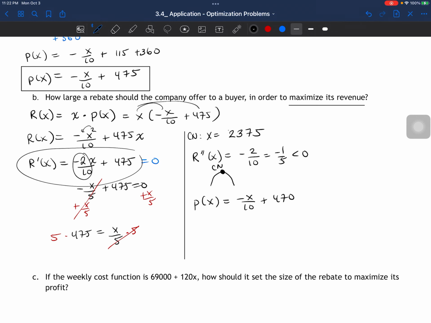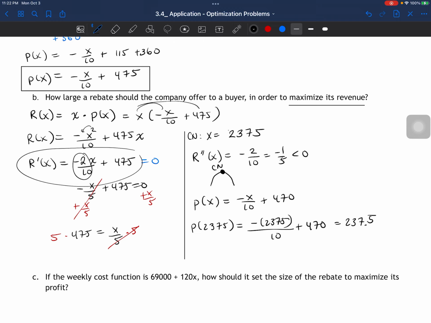Well, the price to maximize our profit can be found by plugging in the 2,375 into the price function. Right, so we compute this, and this will come up to be $237.50. But that's how much you have to charge, for us to maximize.